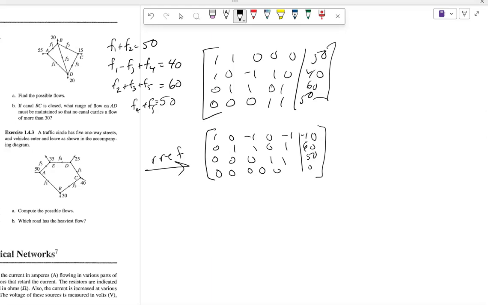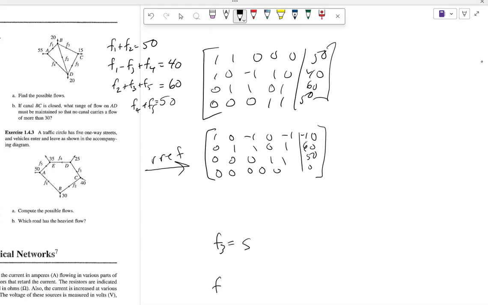All right. Which variables do we not have information for? Which columns don't have a pivot? Certainly the last one doesn't, right? What else doesn't have a pivot? F3 also doesn't have a pivot, right? Remember, you got a pivot here at F1, here at F2, here at F4. I'm missing F3 and F5. Okay, so F3 and F5 will be our free variables.